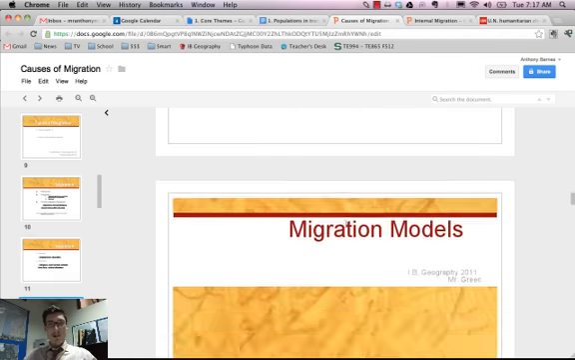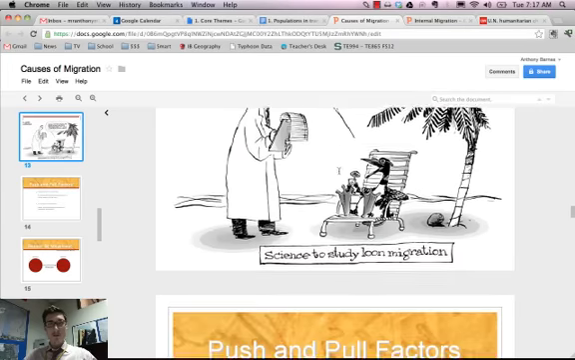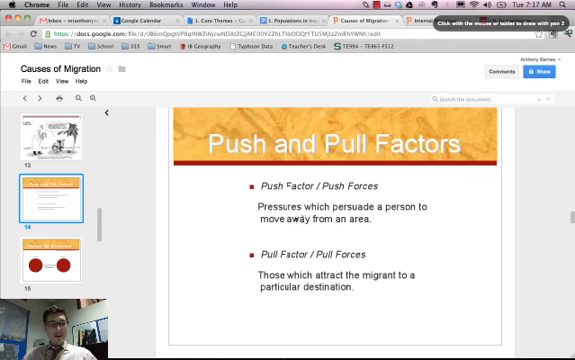Okay, so migration models. We talked last year about push-pull factors. Push factors are things that would force someone or cause someone to leave, or would persuade someone to move away.